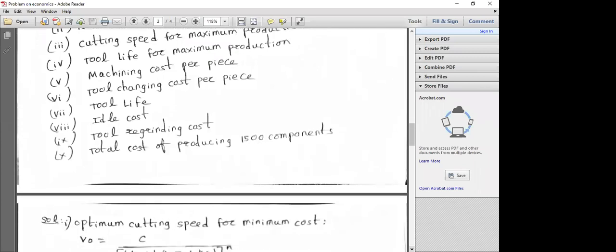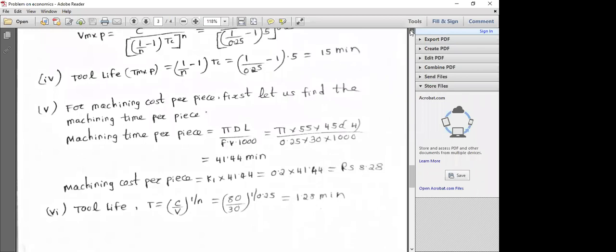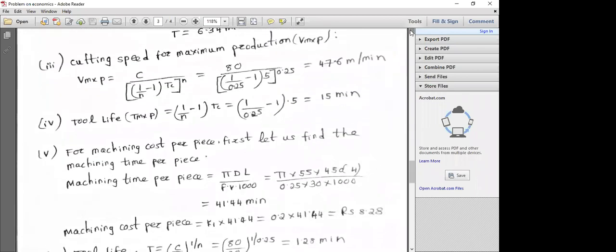So what is the solution? He has given the optimum cutting speed. You have to calculate it for the minimum cost. Optimum cutting speed for the minimum cost. So V naught, we have to calculate V naught first. So what is the V naught formula? Just try to observe what is V naught.